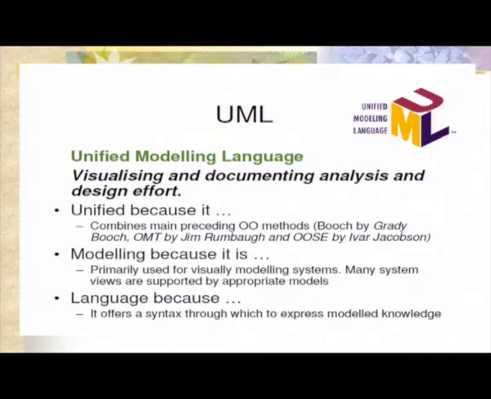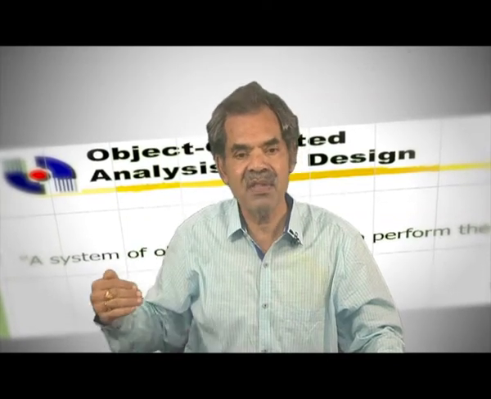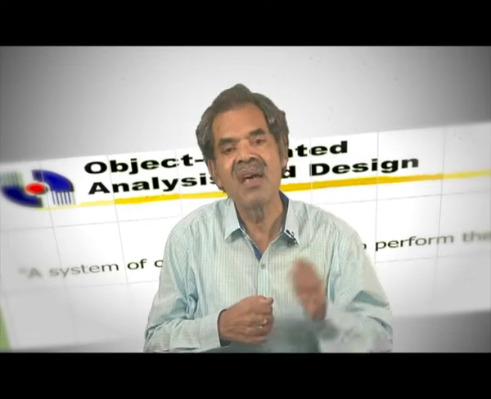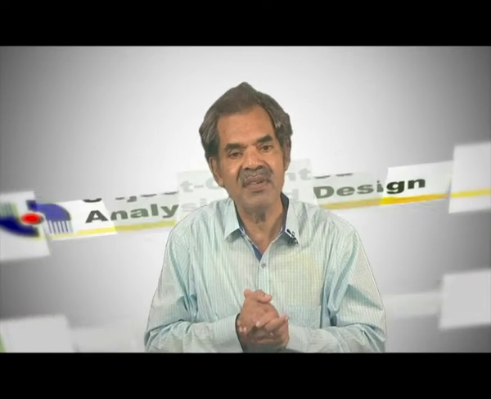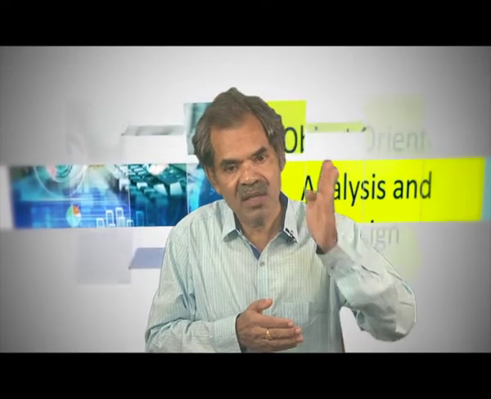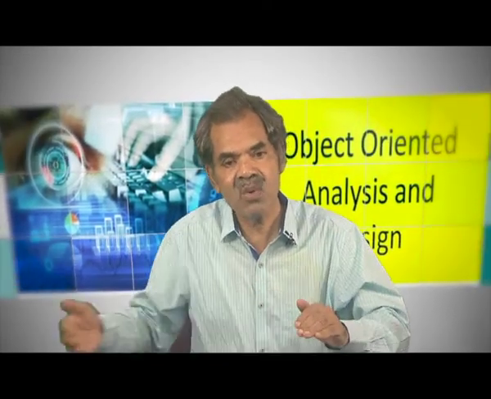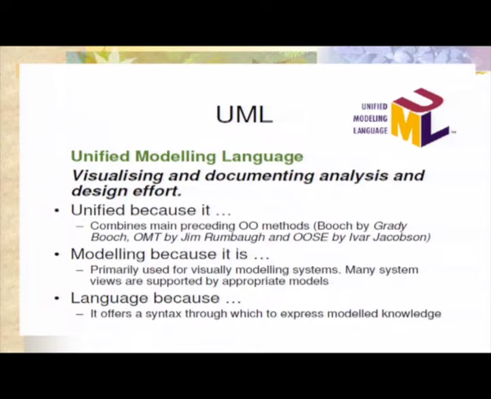The object oriented paradigm, by the sheer power of pitching a level above in abstraction and having nice ideas like polymorphism, inheritance, state, behavior and others, has been the most promising to give this, and a good class of applications have benefited from it. So, we said we should know how to visualize and document the analysis and design effort to do all these things. It is unified because it combines the main preceding OO methods: the Booch method by Grady Booch, OMT by James Rumbaugh and others, and OOSE by Ivar Jacobson.